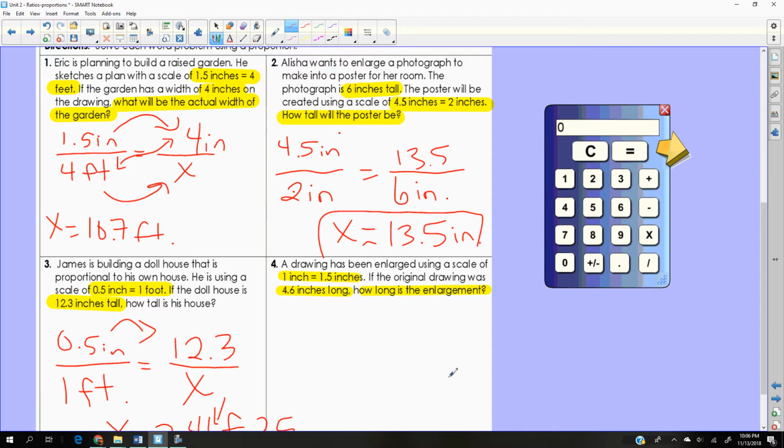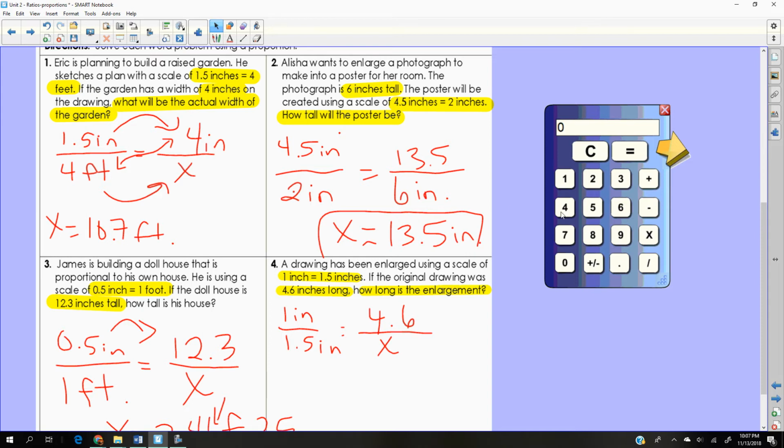All right, so we know that 1 inch equals 1.5 inches. Okay, so the original was 4.6 inches. So that's going to go up here because it's the original. And we need to solve for x. So grab your calculator, go ahead and pause this video, try it out, see if you get it right.